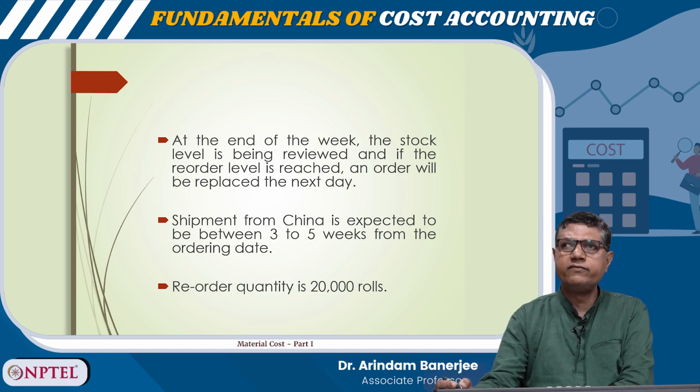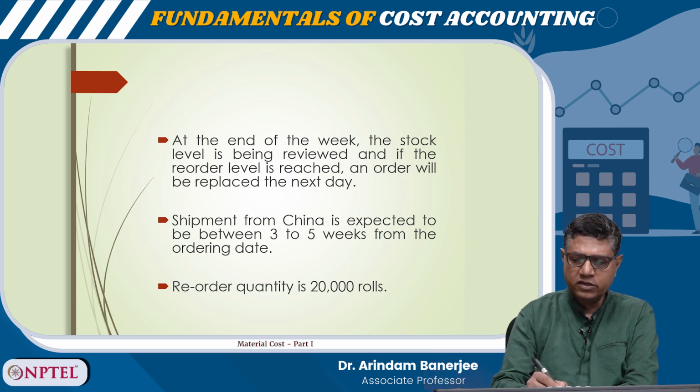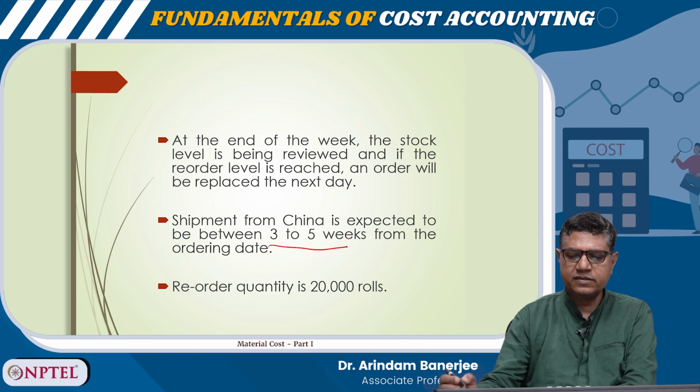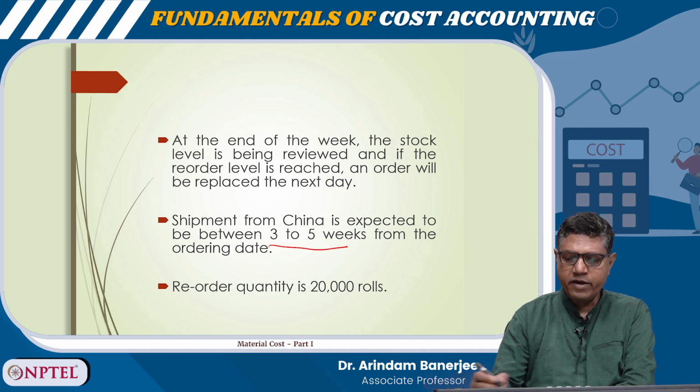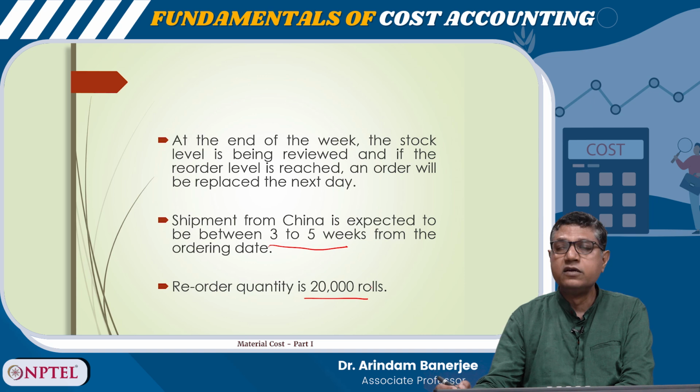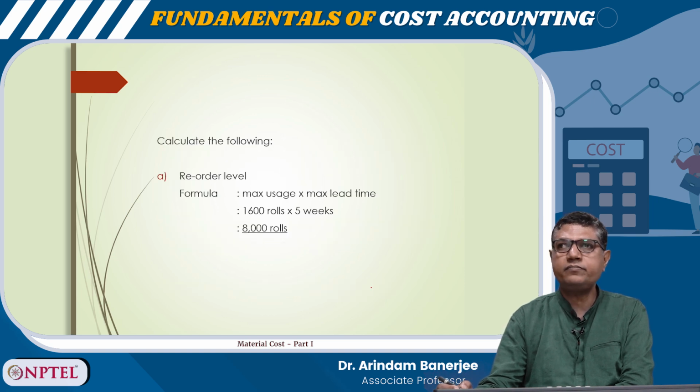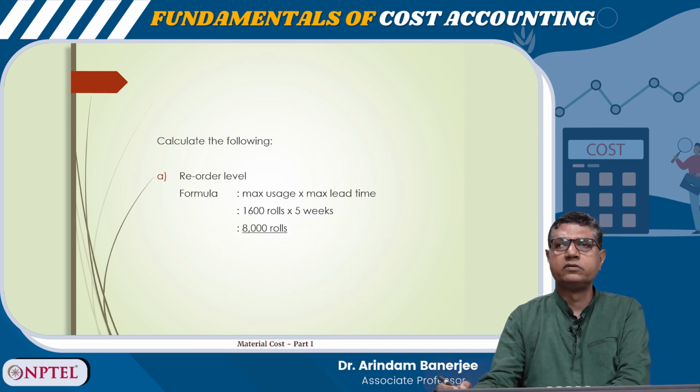At the end of the week, the stock level is reviewed, and if the reorder level is reached, an order will be placed the next day. Shipment from China is expected to take 3 to 5 weeks. This is actually the lead time, from the ordering date, and the reorder quantity is given, it is 20,000 rolls. So, calculate the following.